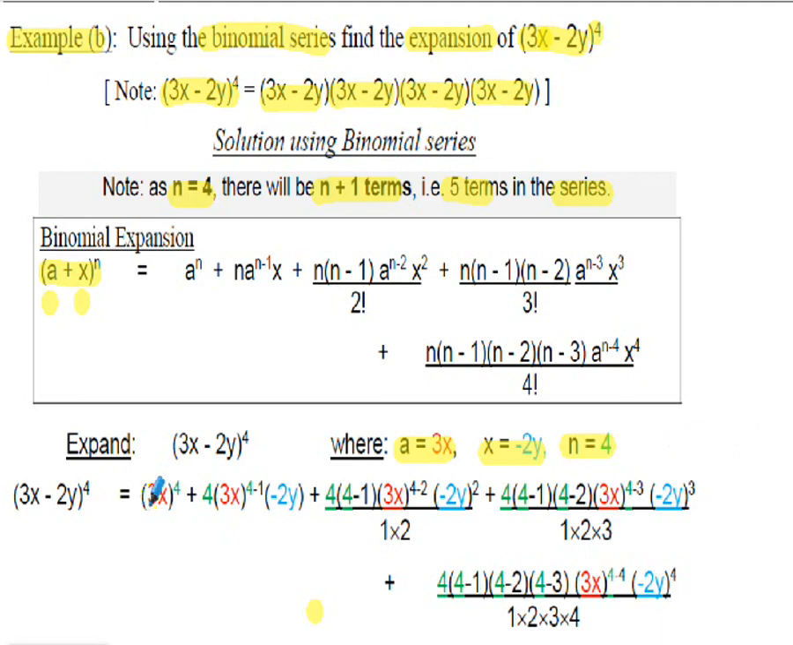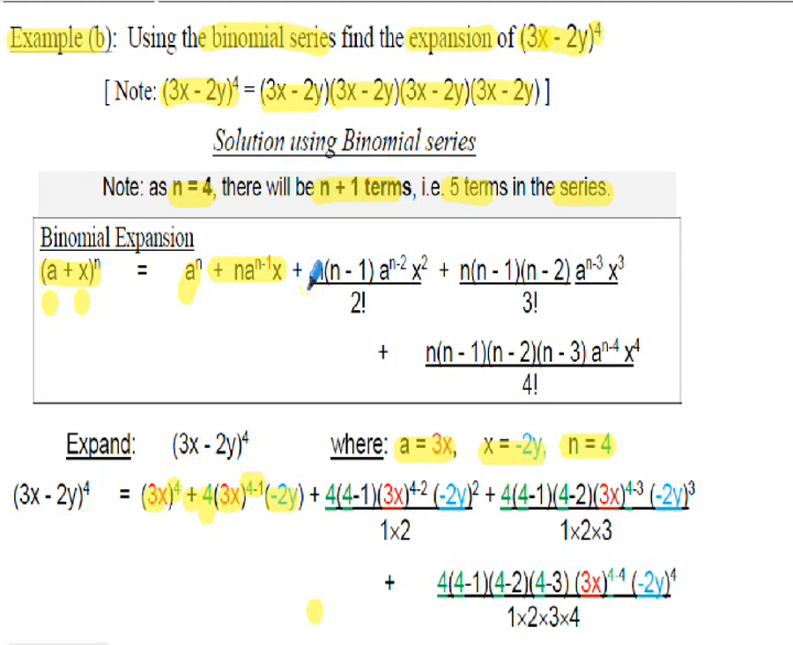So on the first term, I'm going to get a to the power n, so that will be 3x, which is my a, to the power of n, which is 4 in this case. Looking at my second term, I then plus the n, which is 4, multiplied by the a, which is 3x, raised to the power of n minus 1, that's 4 minus 1. And that's multiplied by x, which is minus 2y. Again, please make sure you use brackets in the appropriate places here. It's essential to have brackets around the various terms for a and x, because when you're raising them to powers, you have to raise everything in the bracket to a power.